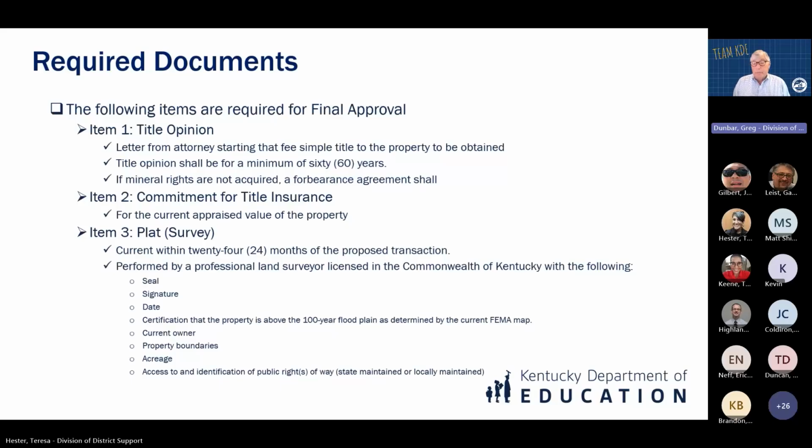So these items correspond to the items on the checklist. The title opinion, a letter from an attorney stating fee simple title can be obtained. Title opinion needs to be for a period of 60 years. If mineral rights aren't acquired, then a forbearance agreement shall be required. Commitment for title insurance and the current appraised value of the property. A plat survey that is current within 24 months of the transaction has to be performed by a professional land surveyor licensed in the Commonwealth and include the information that is listed below. Next slide, please.